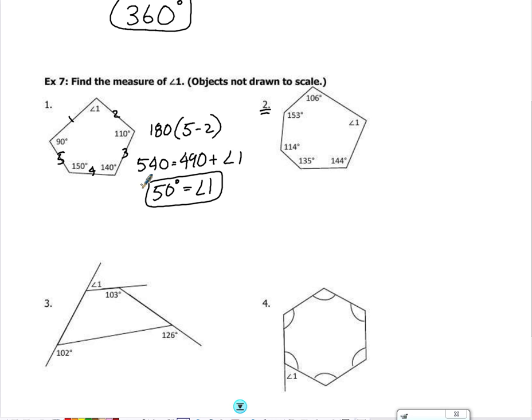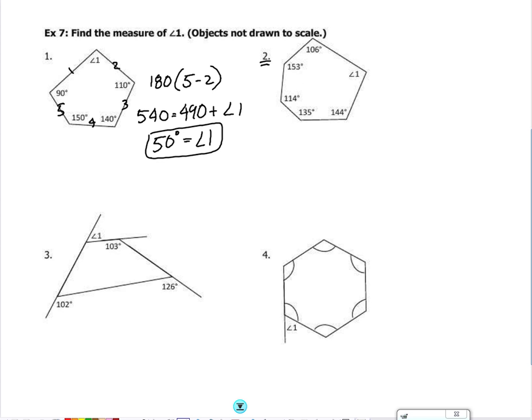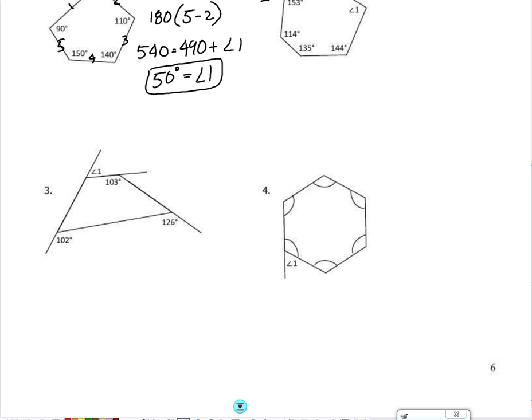Alright, let's look at number 3 here. Number 3 gives me angle 1. They want me to find it, but it looks like it's on the exterior, the outside of the polygon. So if I want to find the exterior angle, I probably want to know what the rest of the exterior angles are equal to. But I don't know this one right here. So since its buddy here on the interior is 103, that would mean its exterior angle would be supplementary to 103. So when I do 180 minus 103, I get a value of 77 degrees.